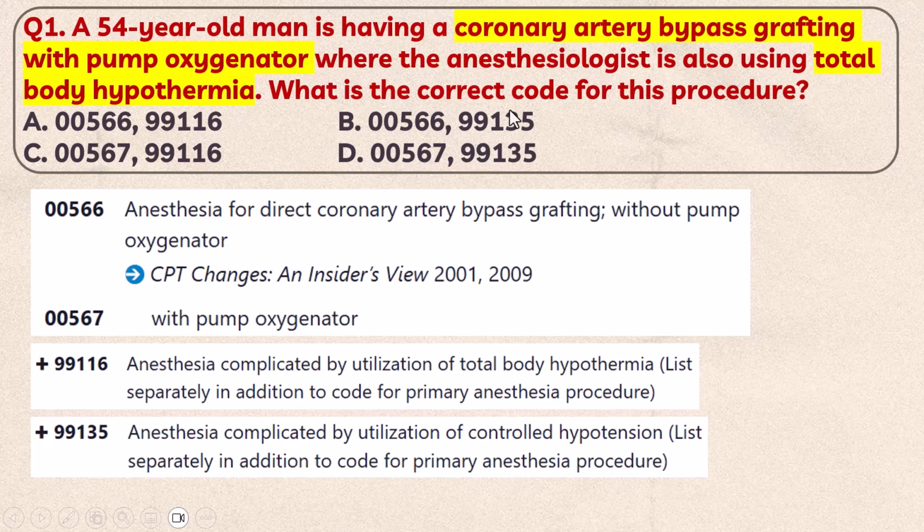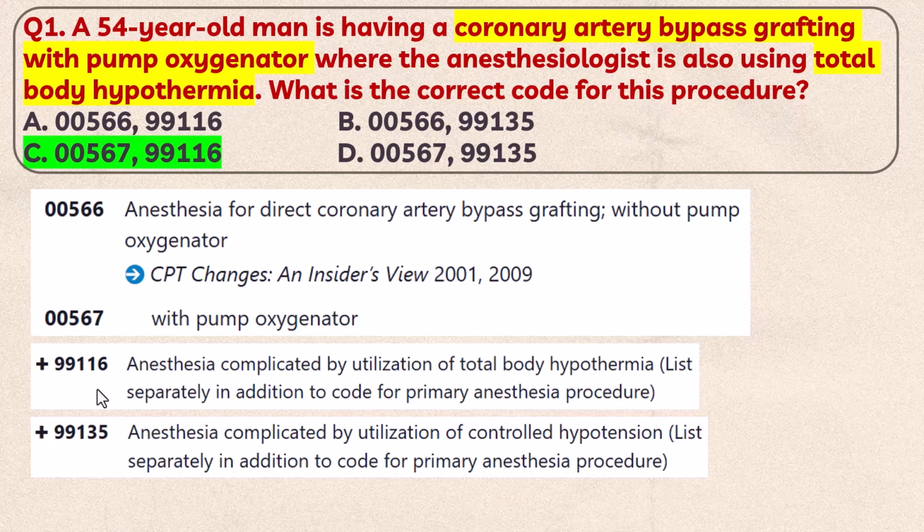So regarding total body hypothermia, you can see 99116, anesthesia complicated by utilization of total body hypothermia. List separately in addition to code for primary anesthesia procedure. So this will be the correct add-on code. So the correct answer will be answer C.